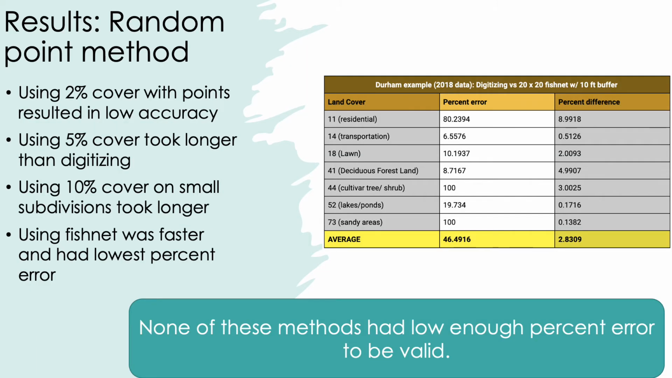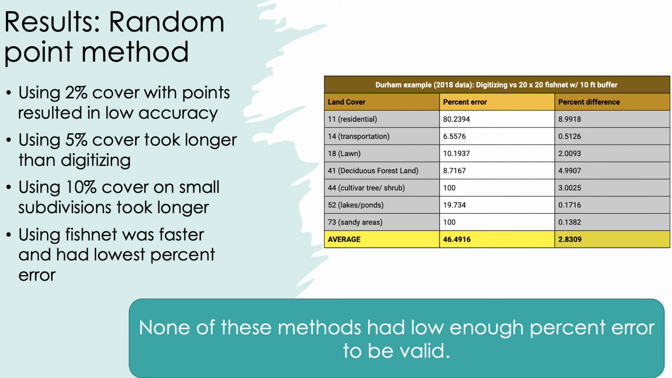So the results for our random point method. With the 2% cover, we did not see much in the way of accuracy, though it was quicker than digitizing. The 5% point cover took longer than digitizing and had lower accuracy as well. We also tried a 10% cover on one of the small subdivisions to see if that would help mitigate the large percent error that we were seeing. However, that still took longer than digitizing.